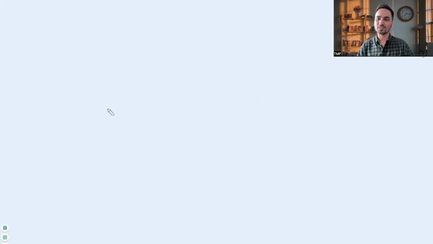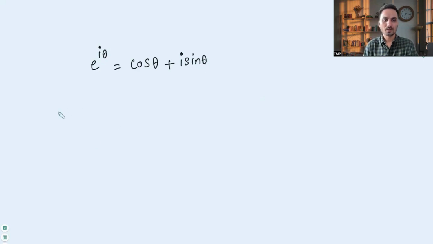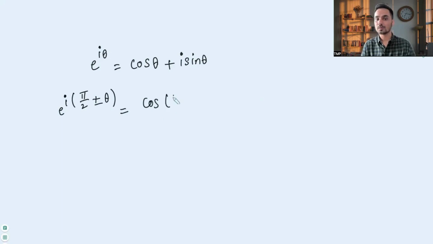Here, I'm talking about using complex numbers to prove these formulae. We know that e to the power iota theta is the same as cos theta plus iota sine theta. So I can write e to the power iota (pi over 2 plus minus theta) equals cos (pi over 2 plus minus theta) plus iota sine (pi over 2 plus minus theta).